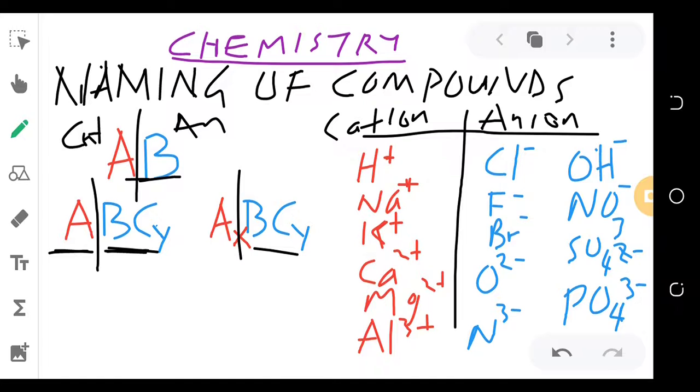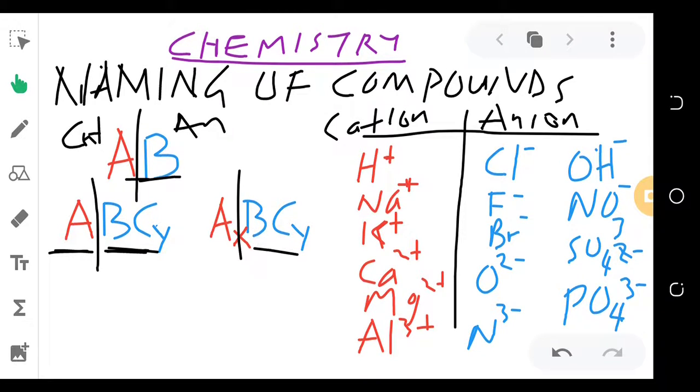So in the first one, you can see that you have no subscript here. This is due to the fact that BC as an ion does not have a single charge. An example is this hydroxide ion. So BC in this case is of this type.